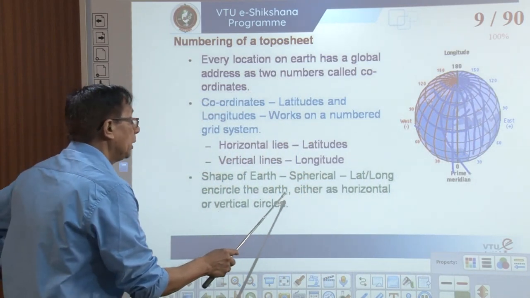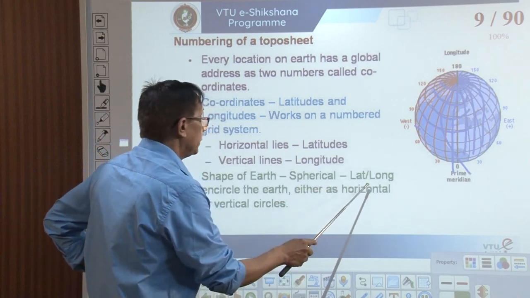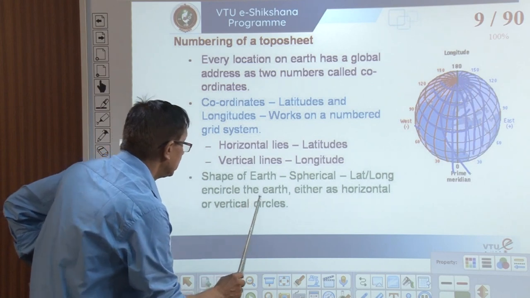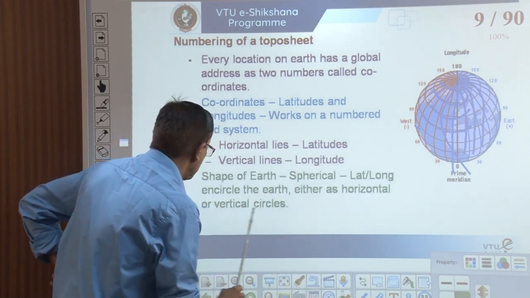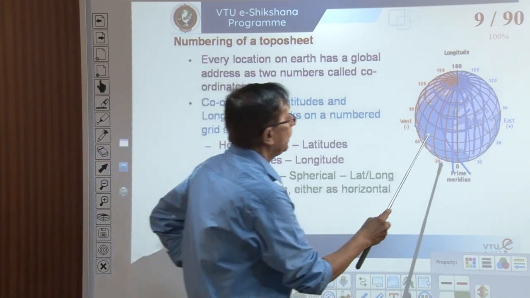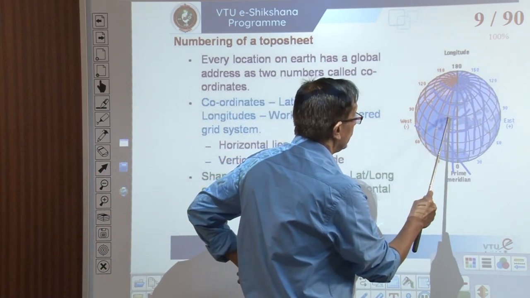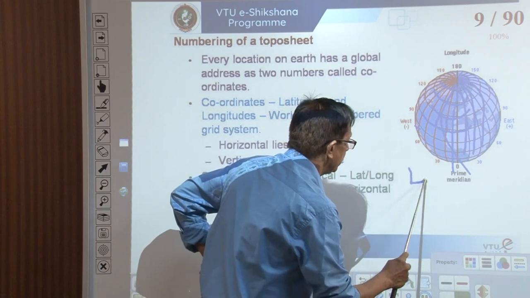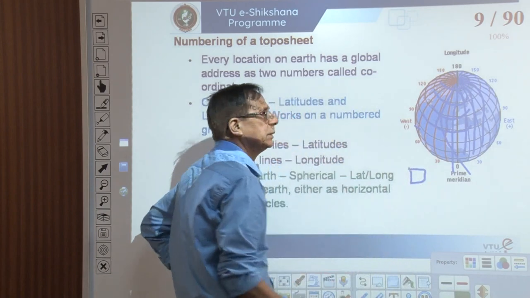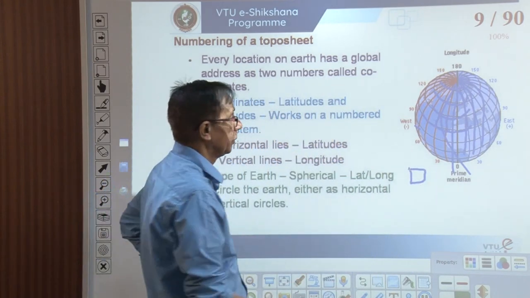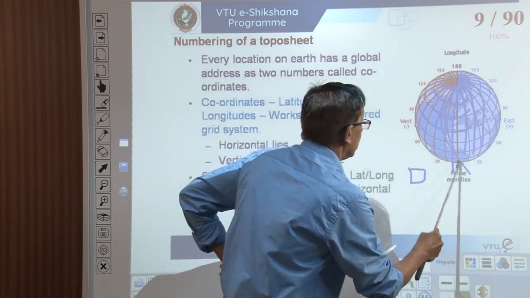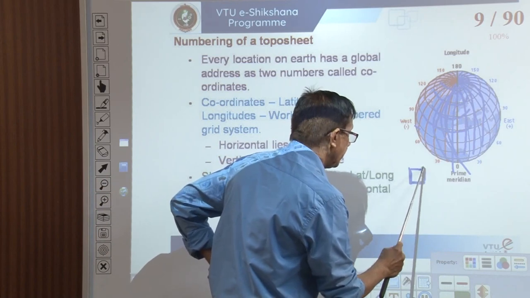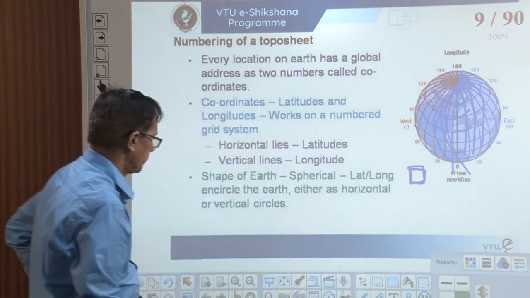The shape of the earth is spherical, therefore longitude and latitude encircle the earth either horizontally or vertically. On a global scale, these are not strictly rectangles, but when I take a very small area, I represent them like this. In a larger area they are curved, but at a local scale we take them as good as this.